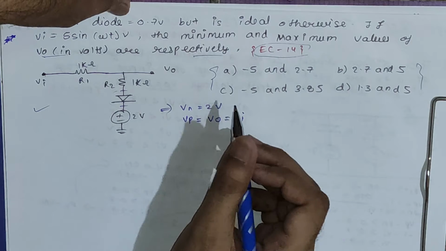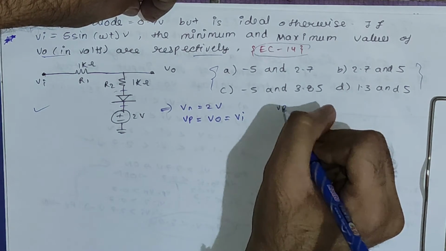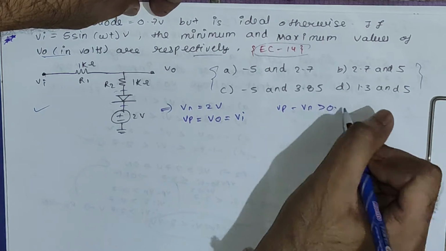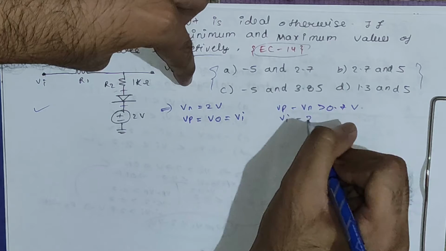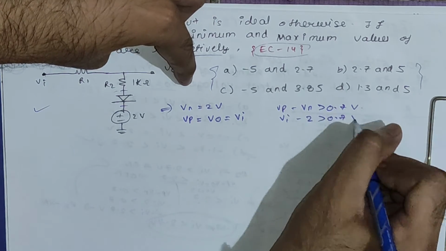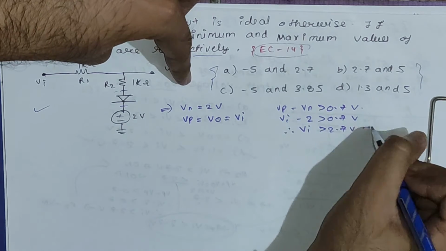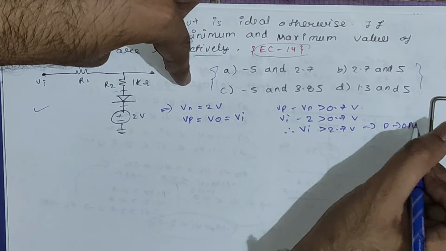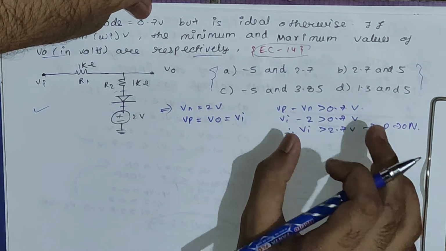So we get the Vp and Vn values, and we can find out the condition very easily now. We are going to compare with 0.7 volt. So Vp minus Vn should be greater than 0.7 volt. Vp is Vi, Vn is 2 volt, so Vi should be greater than 2.7 volt for the diode to be in on condition. Now this is the condition that we required.